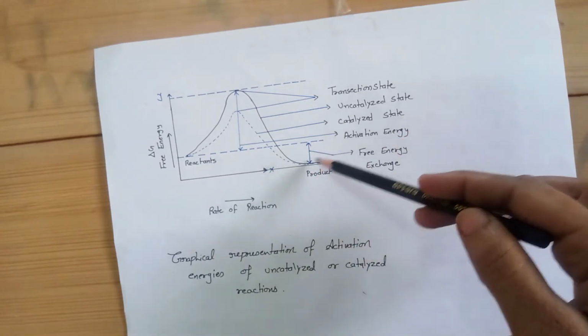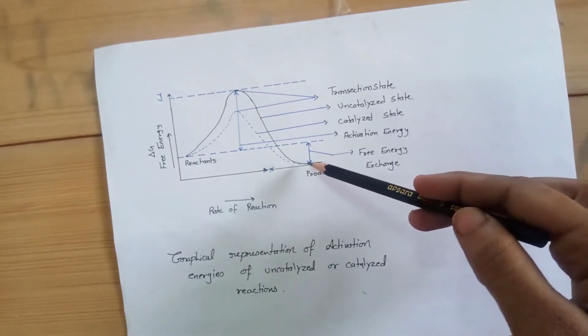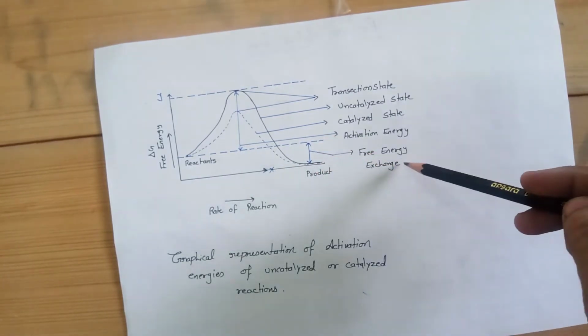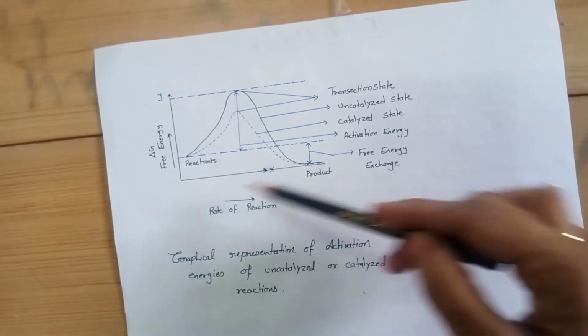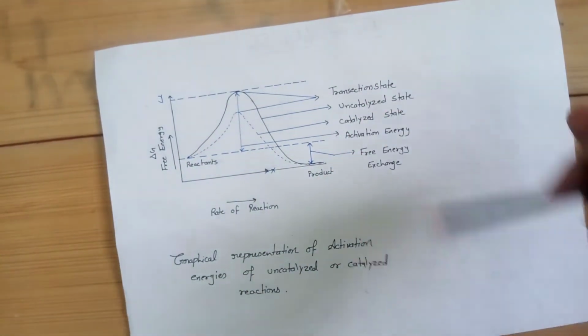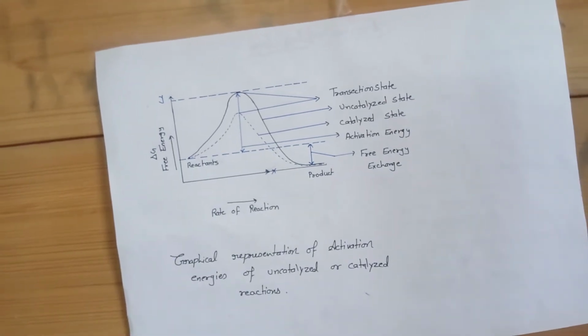Okay, and this is the free energy when the product is formed. So the enzyme dissociates from the product and releases energy. So this is the free energy. This is a graph, x axis and y axis. This is the free energy and this is the rate of reaction. So this is all about the graphical representation of activation energy.